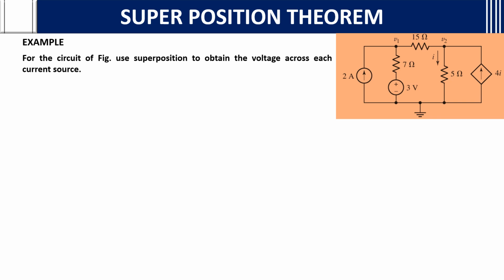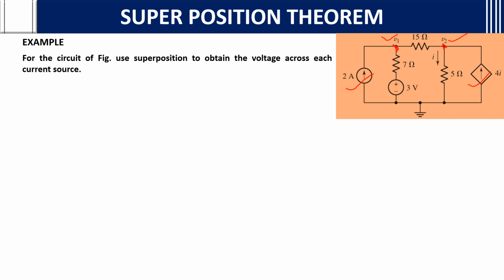For the circuit of the figure, use superposition to obtain the voltage across each current source. By using superposition, what they are asking is that we need to find the voltage across each current source. This is one current source and this is one current source. They want the voltage across each current source. This is V1 and V2 they want.